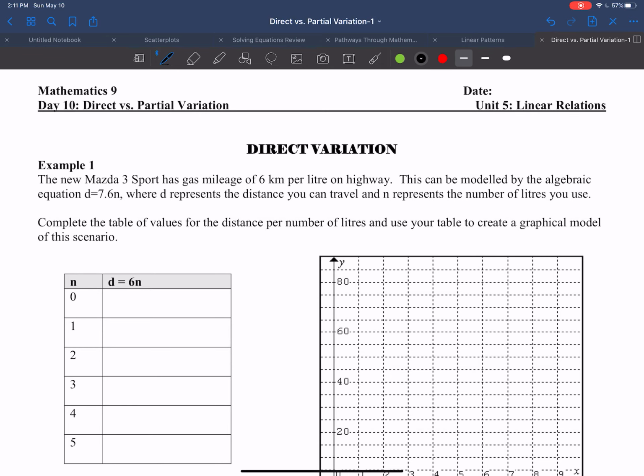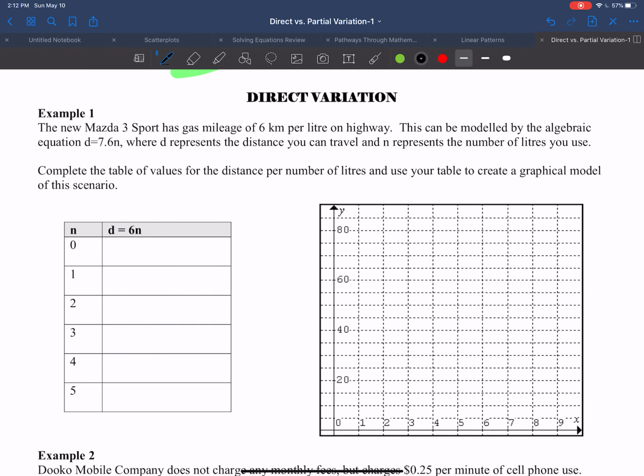Okay, today we're talking about direct variation versus partial variation. Once we get through this, we'll summarize what the difference is between them using both equations, table values, and the graph. So first, let's start with direct variation. There's a mistake in here, so we're going to fix that in a second.